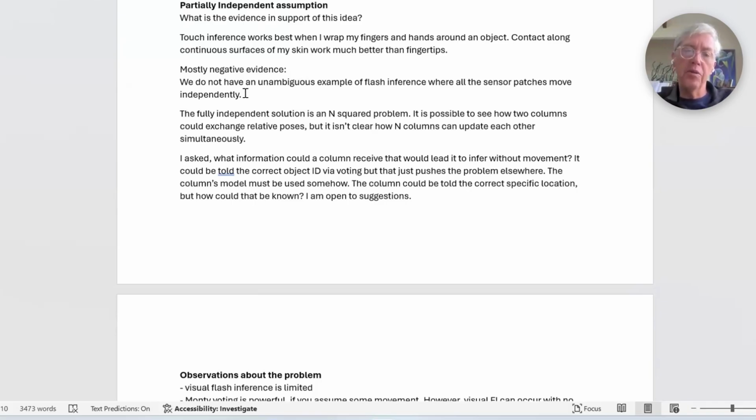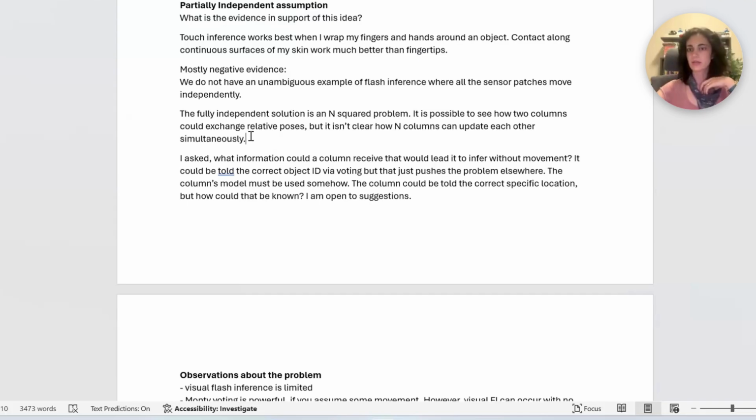And I mentioned this already. We do not have an unambiguous example of flash inference where all the sensor patches move independently. I haven't proven that yet. So it still might be possible. The fully independent solution is an n-squared problem, and you told me you solved this. It's just still not clear to me how it works when you have n columns trying to help each other. That seems like a separate issue.